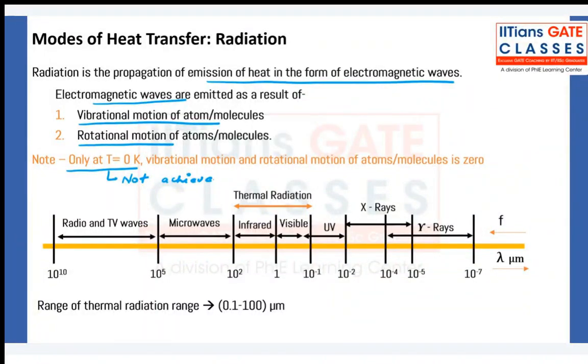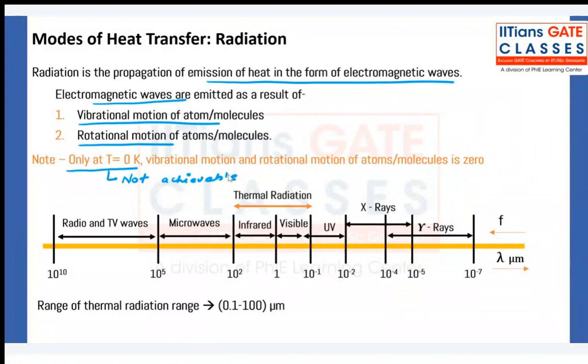What is the third law of thermodynamics? It says that at 0 Kelvin the entropy will be zero, and it is the most stable state. At 0 Kelvin, all the vibrational, rotational and translational motion of atoms is zero. But you cannot achieve 0 Kelvin.